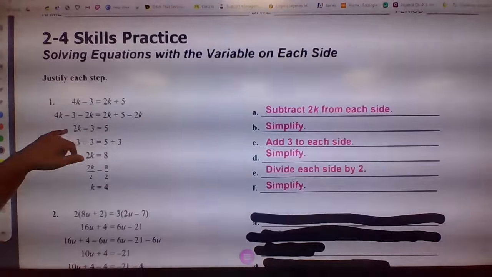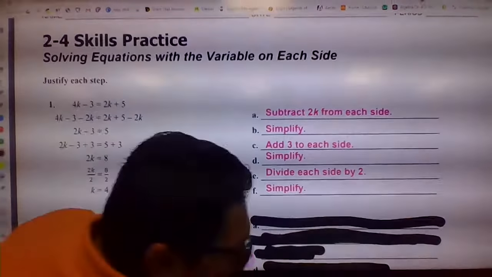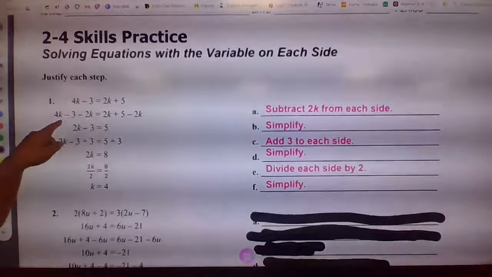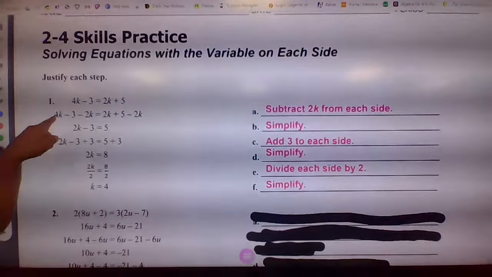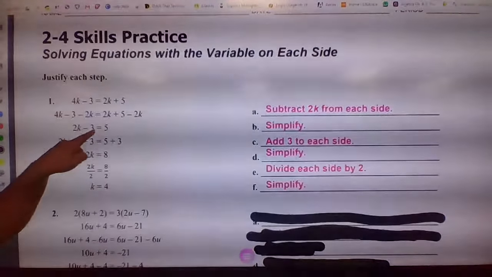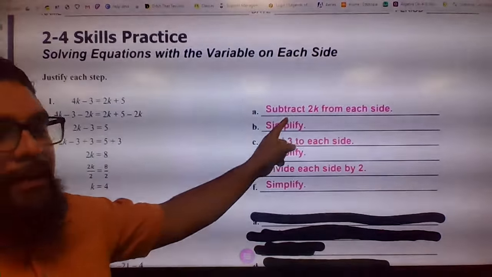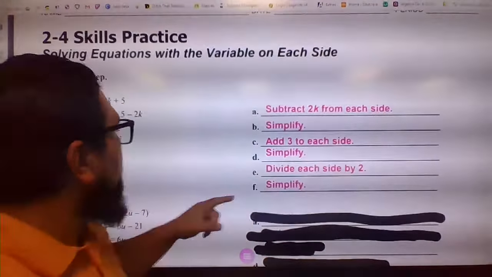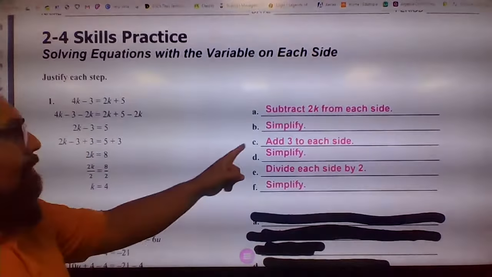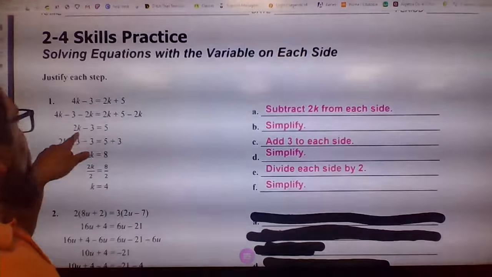In this case, what they did is they subtracted the 2k. You see the 2k? They subtracted it from both sides and you get 0. And then right here, they subtract the 2k also, and then you get 2k minus 3 equals 5 because these cancel each other out. They explained it here. They said subtract 2k from each side. So that's what they did on the first one. And then they simplified this to get this.